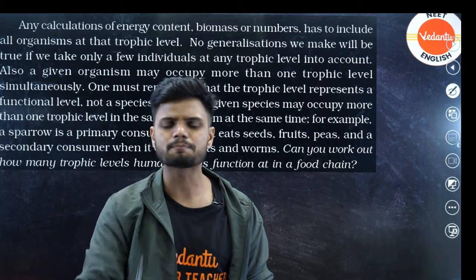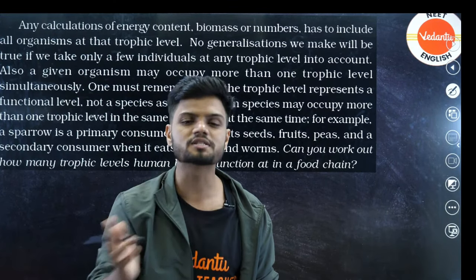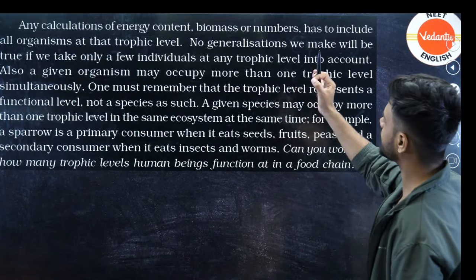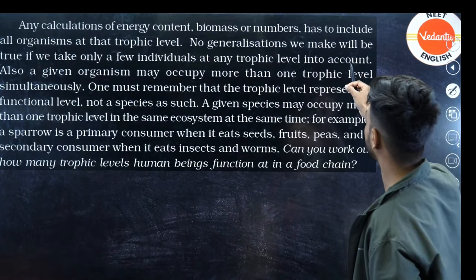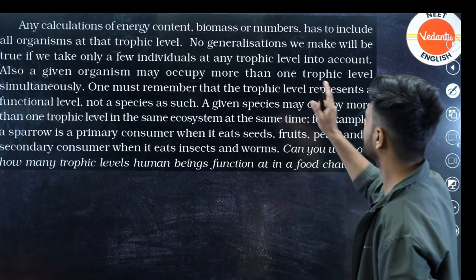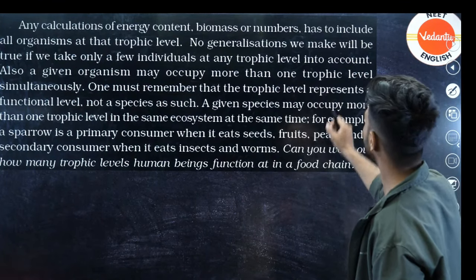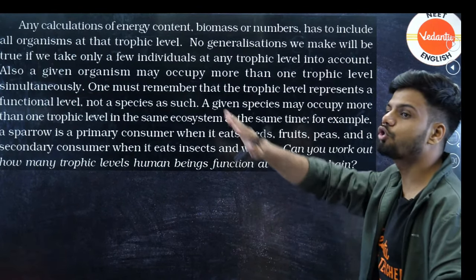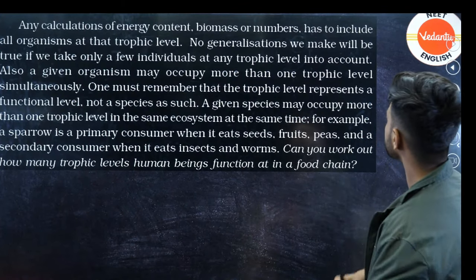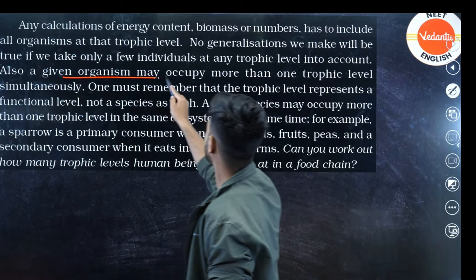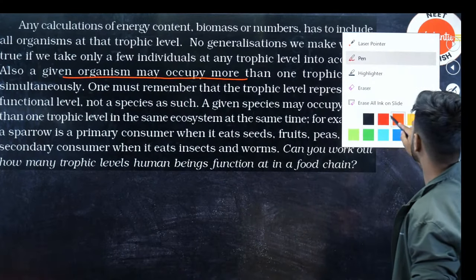Now, students, last part of the chapter, many questions come from here. Any calculation of energy content, biomass or number has to include all organisms at the trophic level. No generalization will be true if we take only a few individuals at a trophic level, rather than so many of them. Okay. Also, a given organism may occupy more than one trophic level.